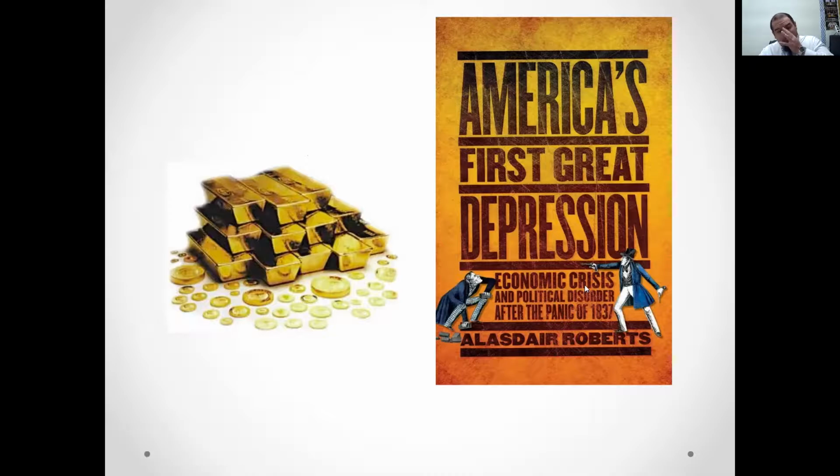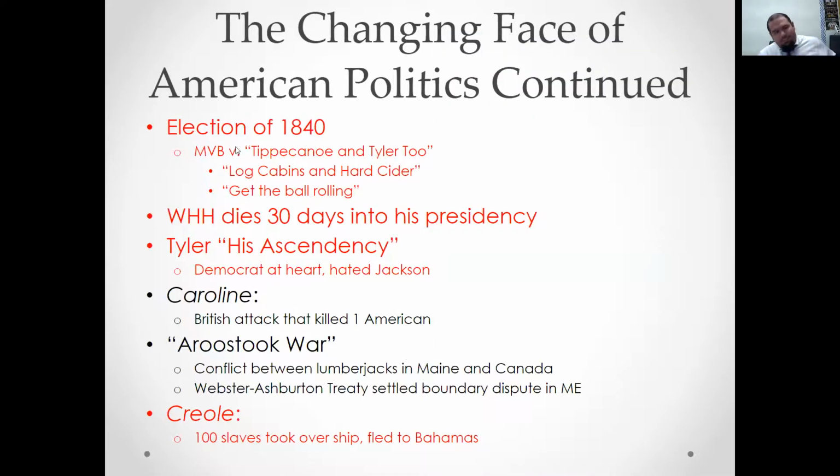And that's a book, if you want to read it. So you have the election of 1840, Martin Van Buren versus Tippecanoe and Tyler too. This is the first election where you see nicknames and slogans. Tippecanoe was William Henry Harrison, and you have other slogans: log cabins and hard cider get the ball rolling. William Henry Harrison died 30 days into his presidency.